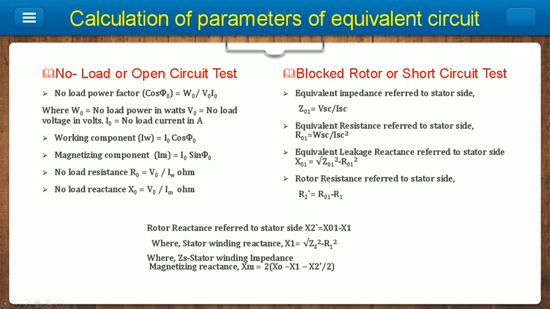From the blocked rotor test, the short circuit test, we have to find the parameters of the series branches: the rotor resistance referred to the stator side, the rotor reactance referred to the stator side, the stator winding reactance, and the magnetizing reactance XM. All these parameters can be obtained from the blocked rotor test, where R1 is the stator resistance, which can be measured.